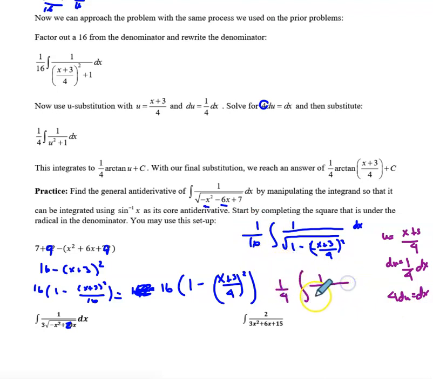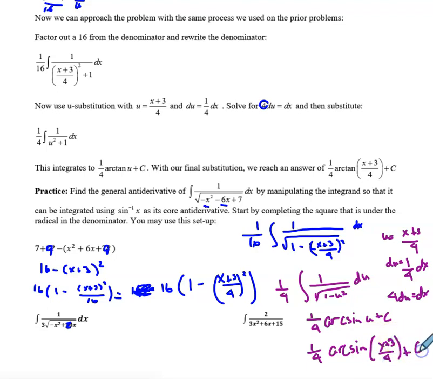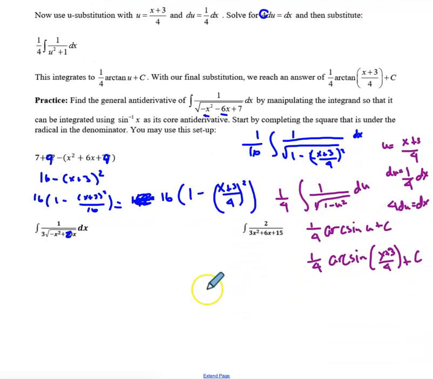And then under the radical, I substitute in my u value, so I have 1 minus u squared and a du out here. This then is going to integrate to 1/4 arc sine of u plus c, and then I can just resub in for my u to get my final answer of 1/4 arc sine of x plus 3 over 4 plus c.